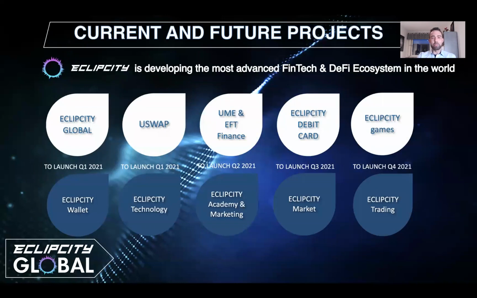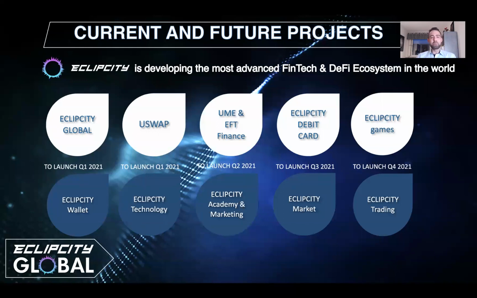In white, we have the current, because EclipCity, my friends, is developing the most advanced fintech and DeFi ecosystem in the world. We have EclipCity Global, the affiliate marketing program and the ref system of the all. We have USwap, the leading DEX exchange on the Tron network, the proprietary exchange of the EclipCity ecosystem. We have UME and EFT Finance, UME being the governance token to USwap exchange, and EFT being the governance token to the entire ecosystem of EclipCity. Yield farming, staking through USwap. We also have EclipCity debit card and the EclipCity games already launched and live.